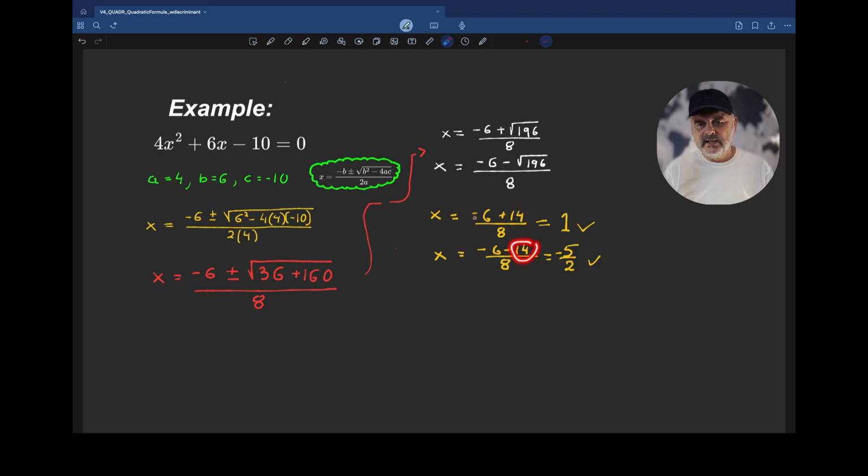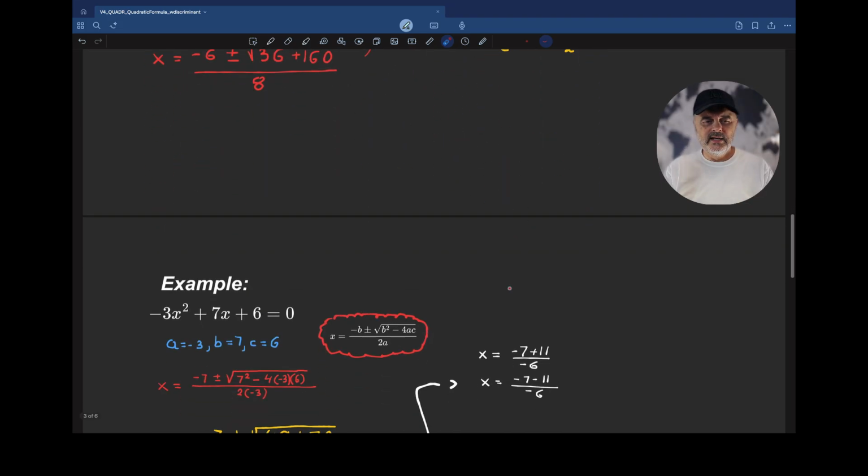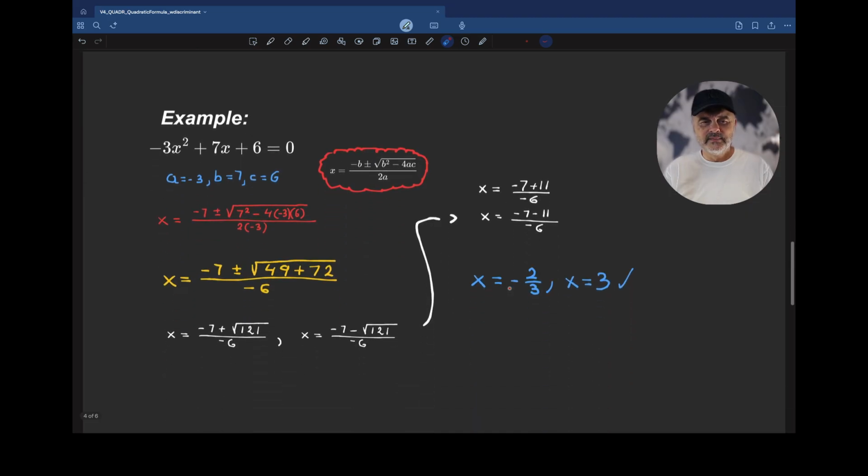So when you add negative 6 plus 14 divided by 8, when you simplify it, you get 1. And when you subtract 14 from negative 6, and you divide by 8, you have a fraction that you need to reduce, and the answer is negative 5 over 2. So with 2 answers, we know that this works because we did that solution using a different method, and we achieved the same results.